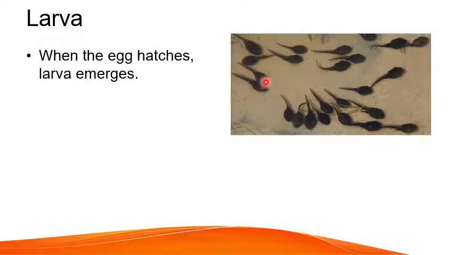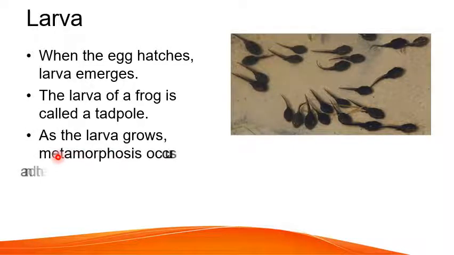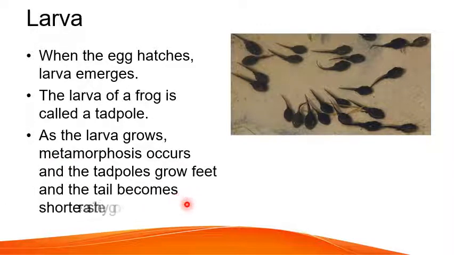Larva or tadpole. When the egg hatches, the larva emerges. These are the larvae. You've probably seen them before if you've played outside and looked inside some drains, longkang. You can see something moving. These are the baby frogs, tadpoles or larvae. The larva of a frog is called a tadpole. As the larva grows, metamorphosis occurs and tadpoles grow feet, and the tail becomes shorter as they grow up. Metamorphosis, I'll explain later.